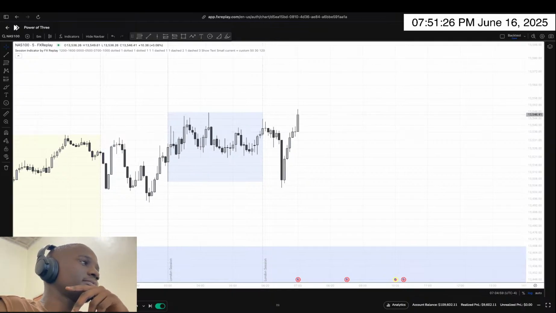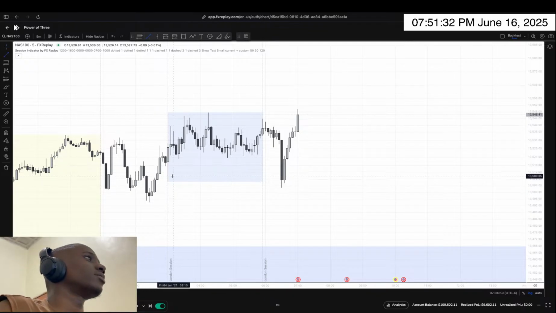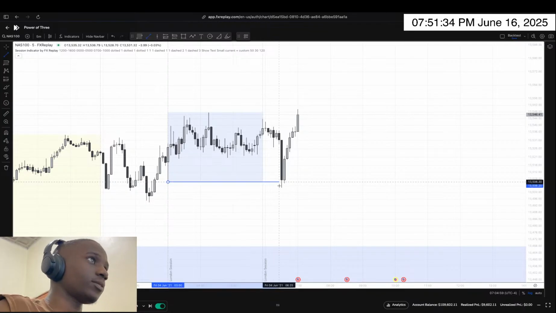Okay, but we can see we took out a low from London. This is looking nice. Took out the London low.